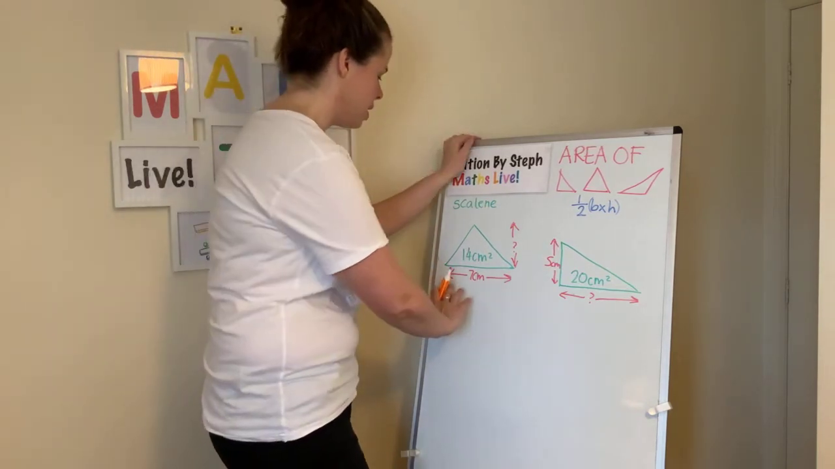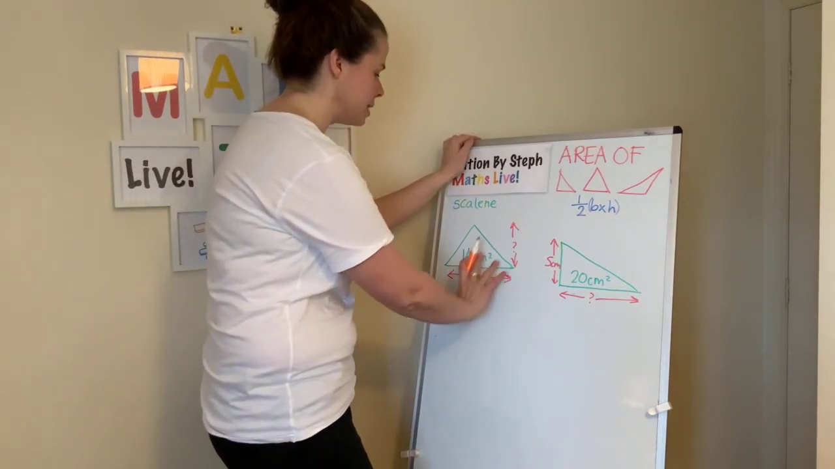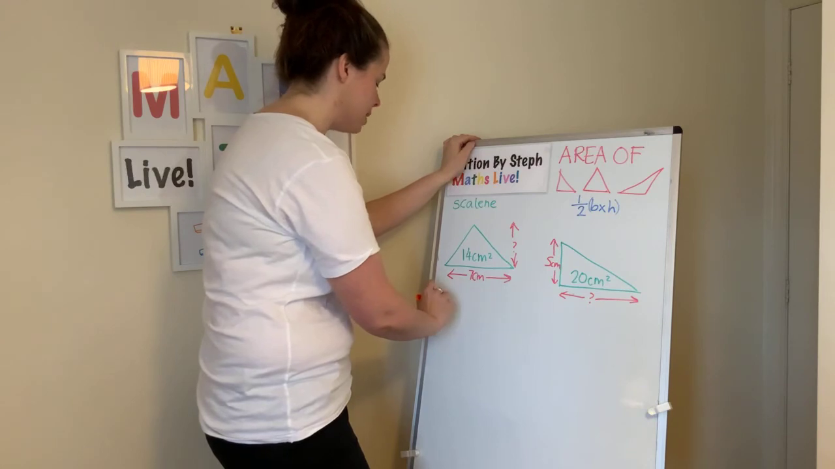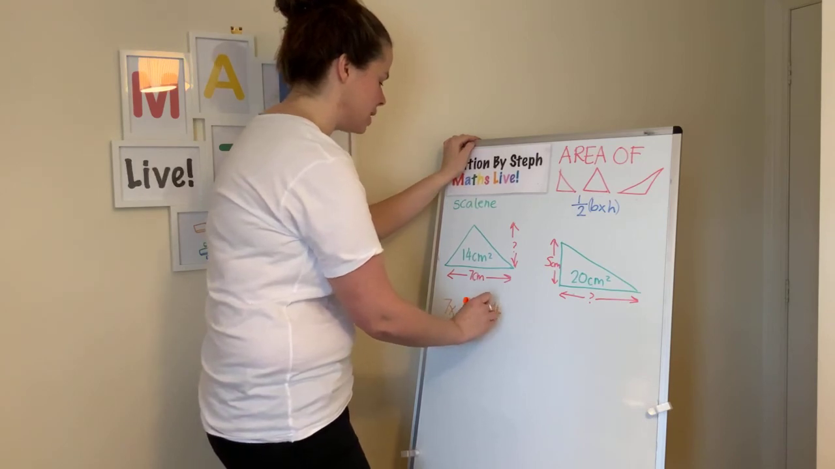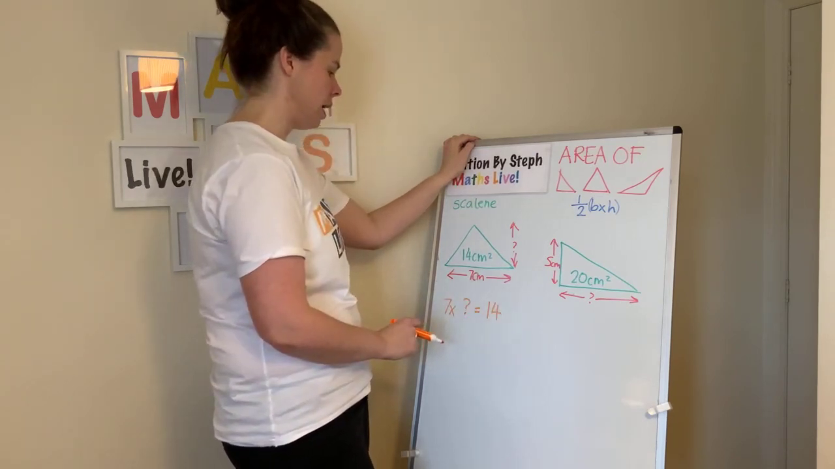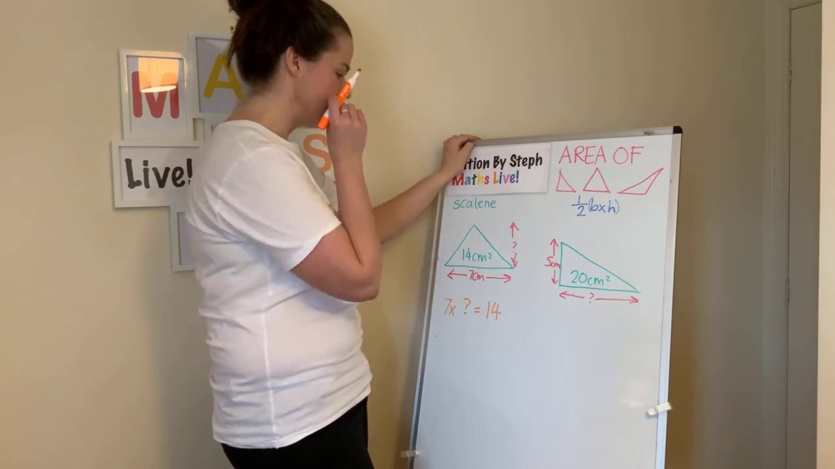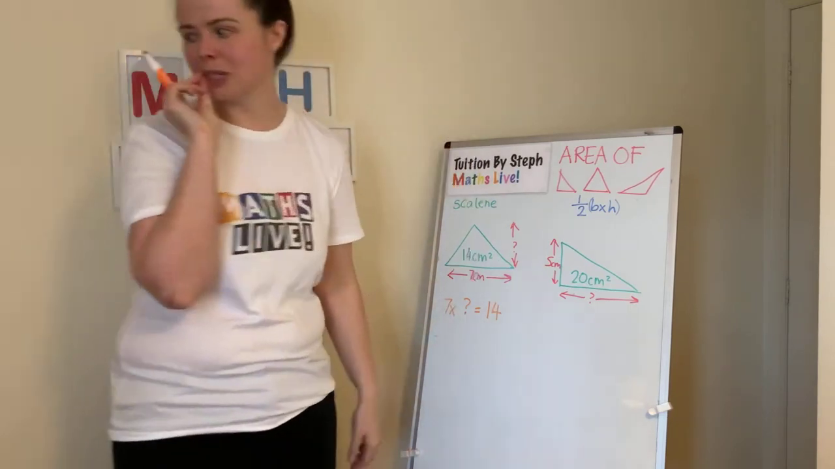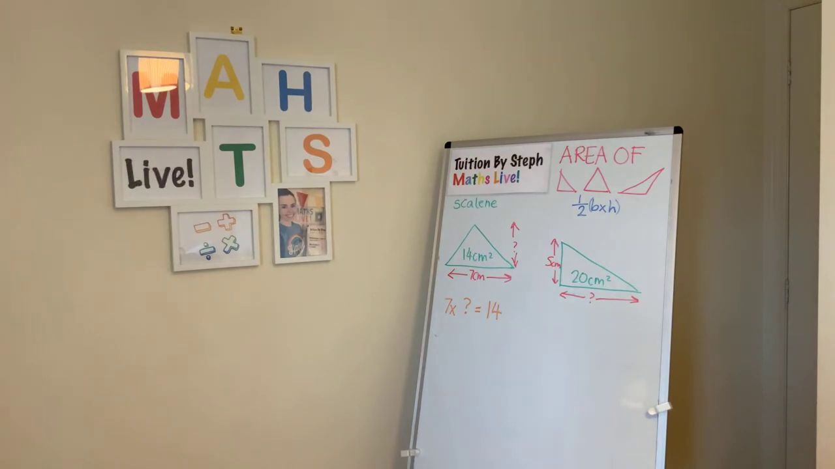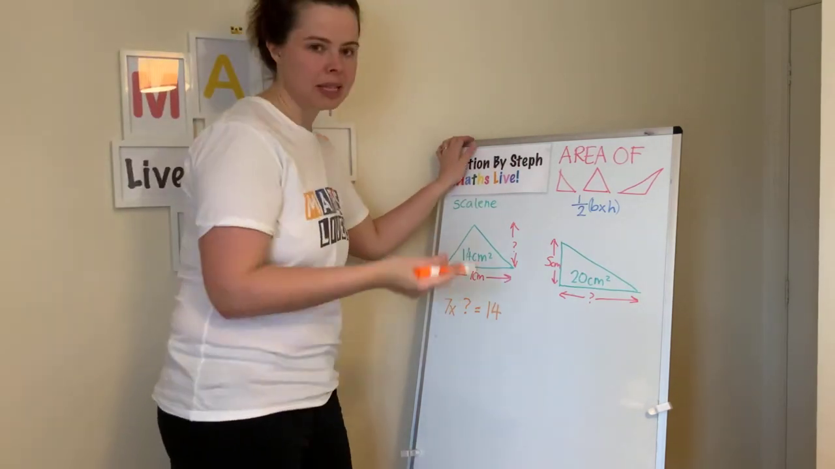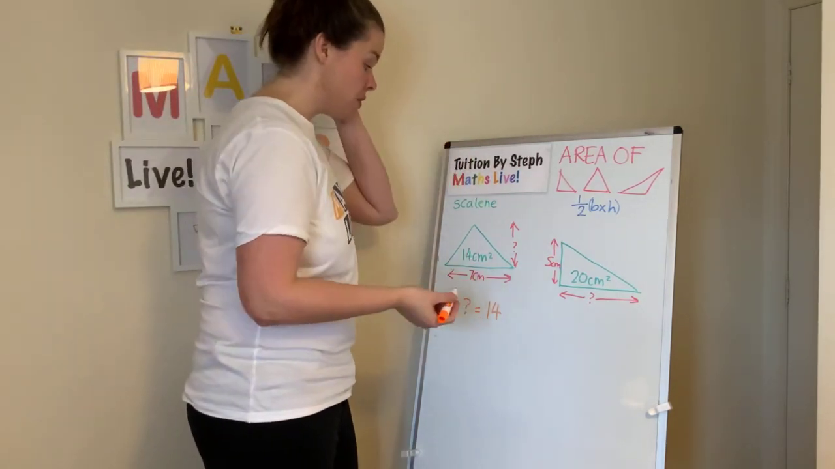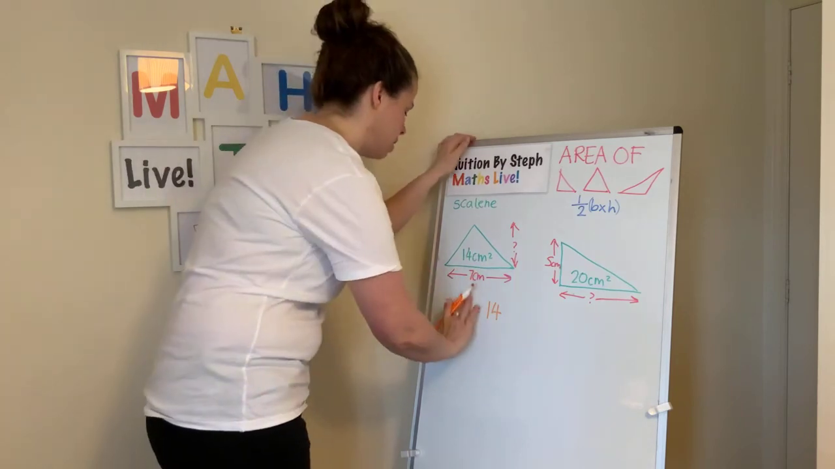Okay, right. What do you times? So it's base times height. So we've got our base, which is 7. We don't know our height, and it equals 14 centimetres. Okay? So what do we do? Let's see if anyone's got an answer. Okay. Well, what do you times 7 by to make 14?